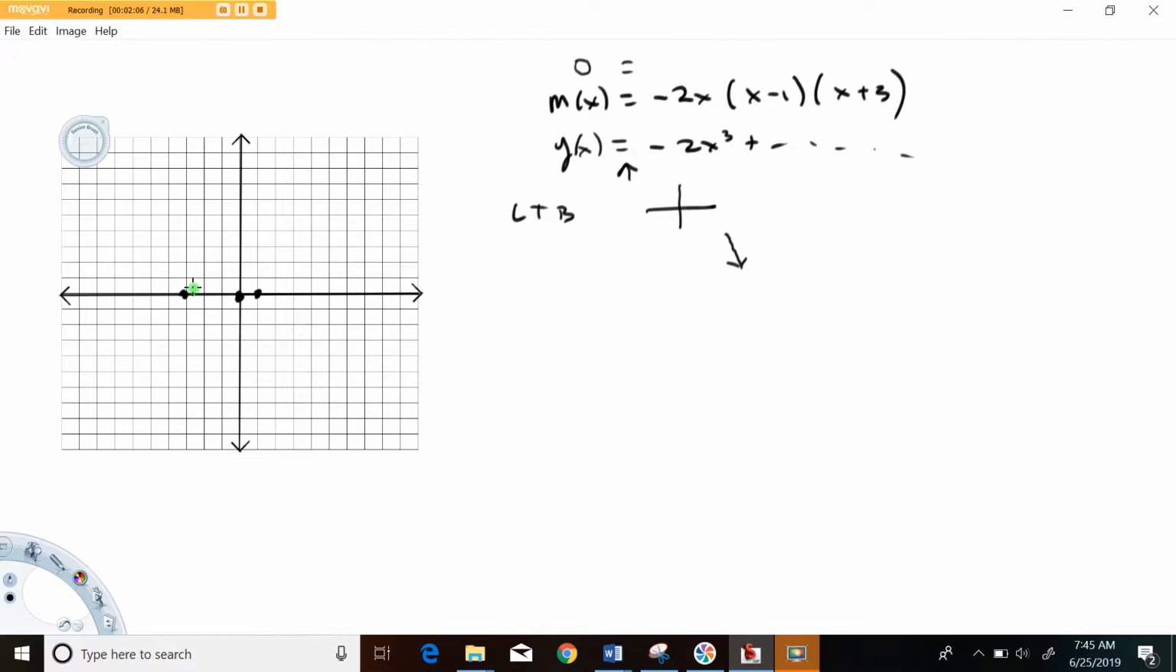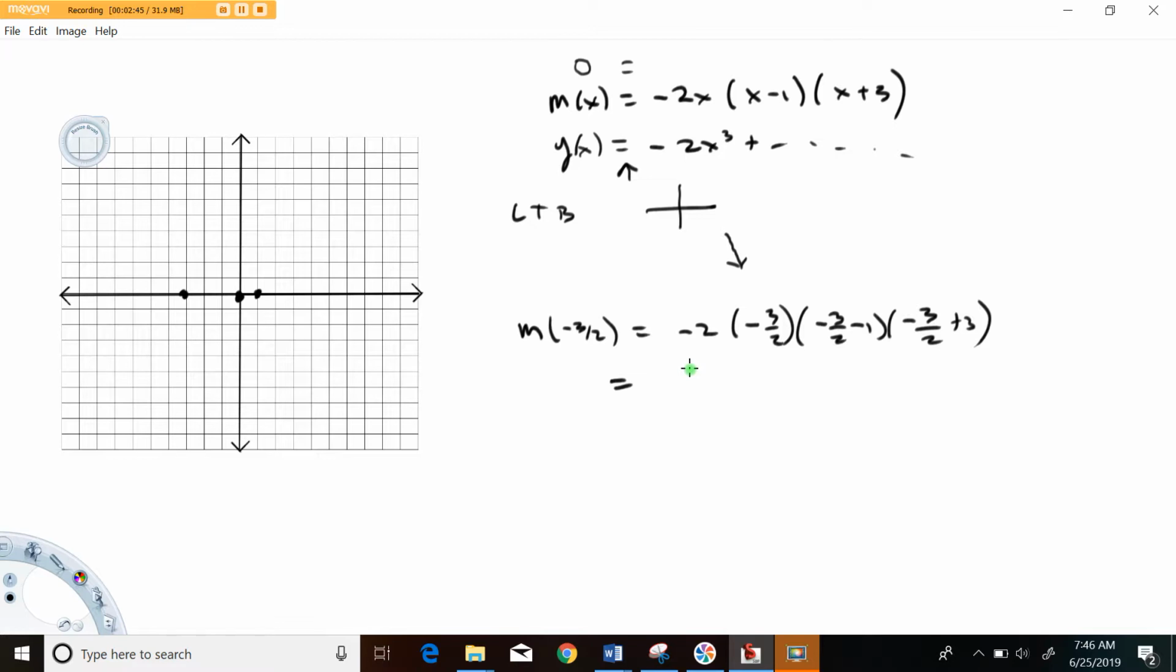So that's probably pretty much enough to sketch it here. It'd be nice to know, between these we have turning points. So we might put minus 1.5 into this function, or minus 3 halves, and see what we get out of that, just to see how far down we are over here. So m of minus 3 halves is going to be minus 2 times minus 3 halves times minus 3 halves minus 1 times minus 3 halves plus 3. And again, what we're doing is inspecting where the function is halfway between these 2 points here.